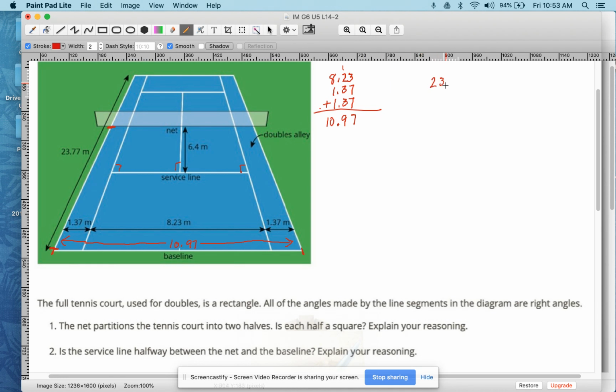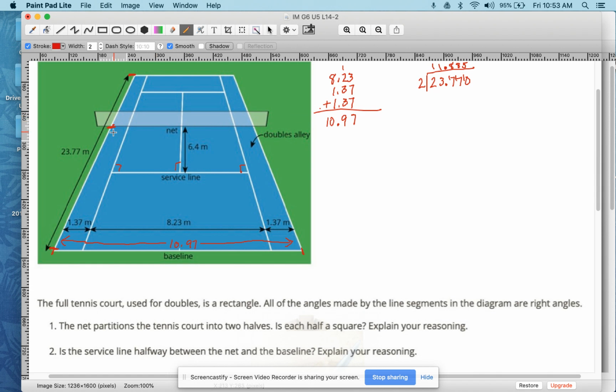So 23.77 divided by 2 is going to give us the measurement of the half of the court from here to here and from here to here. So 2 goes into 2 one time, 2 goes into 3 one time. There's 1 left over. Here's my decimal point. 2 goes into 17 8 times, and there's 1 left over, and 2 goes into 10 5 times.